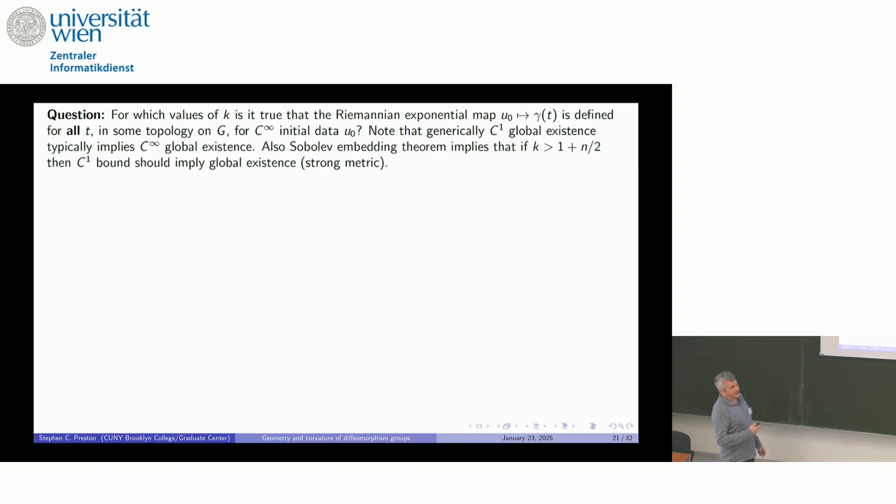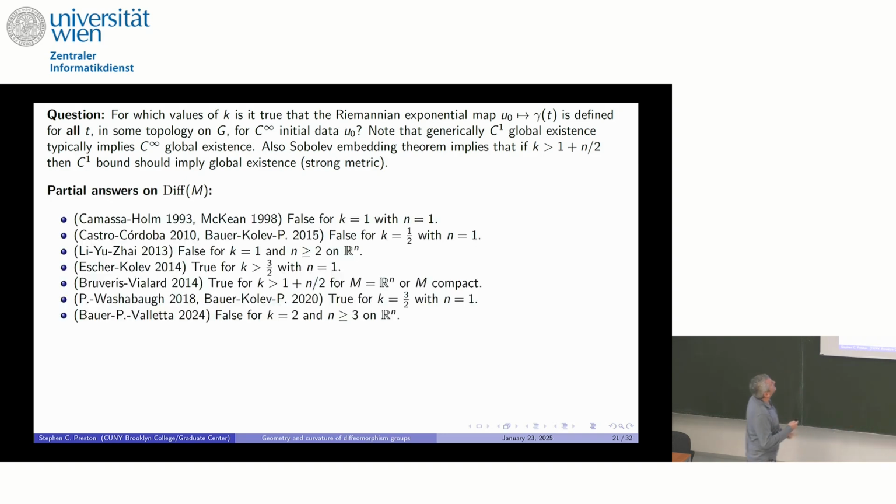C1 and C infinity are pretty much the same in this context. If your C1 fails, then your C infinity will certainly fail. If your C infinity fails, it's probably because the C1 is already failing. So there's not much difference here. But our partial answers here are, of course, for Camassa-Holm, I showed you it's false. The global existence is false.